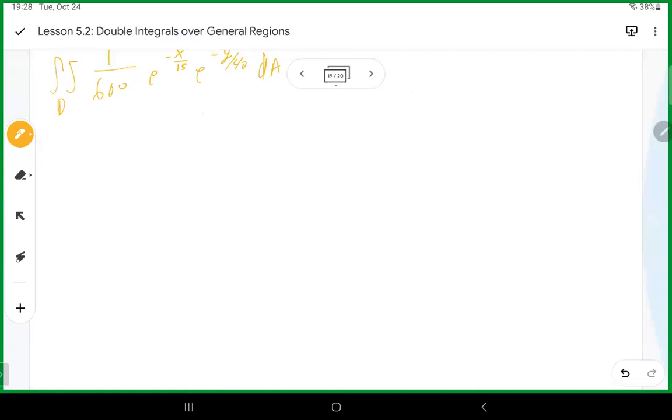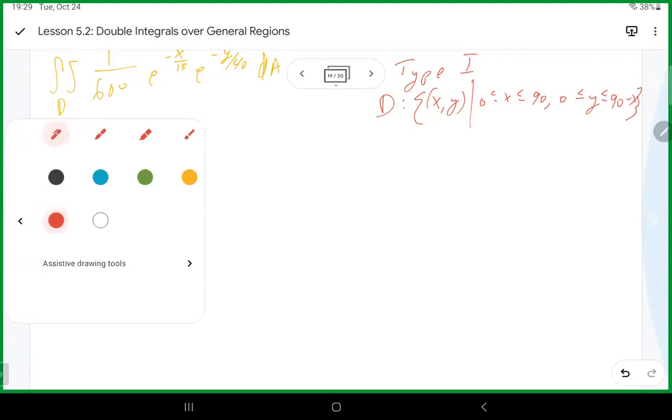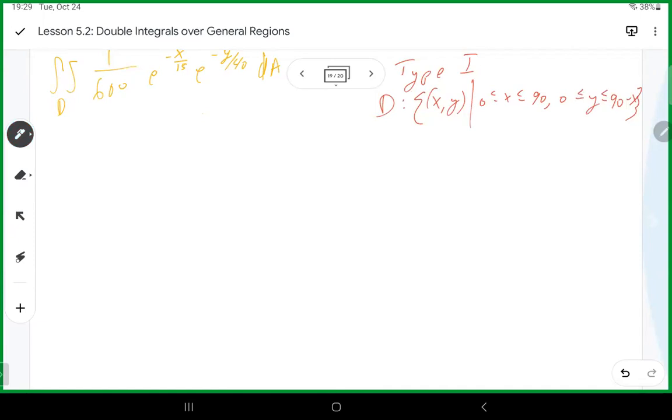Since x plus y equals 90 is the same as y equals 90 minus x, we have a region of type 1. So type 1, D x comma y would be 0 to 90 for x, and 0 to 90 minus x for y. Make sure you guys really understand how to do those parts, or it's going to end up really biting you when you do your homework.